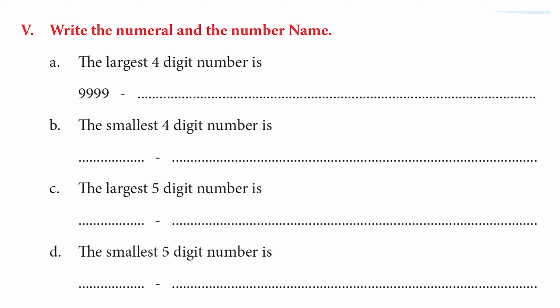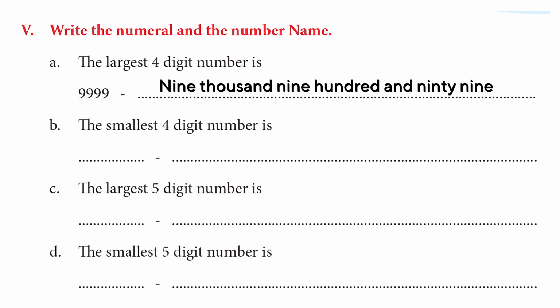All right, the next one, write the numeral and the number name. So the largest 4 digit number we learnt is 9,999. So the expanded form of the number name is 9,999. So if you really think you need a little help, take your notebook and write it down in expanded form, then it's easy for you to find the number name. Go ahead and finish the rest.